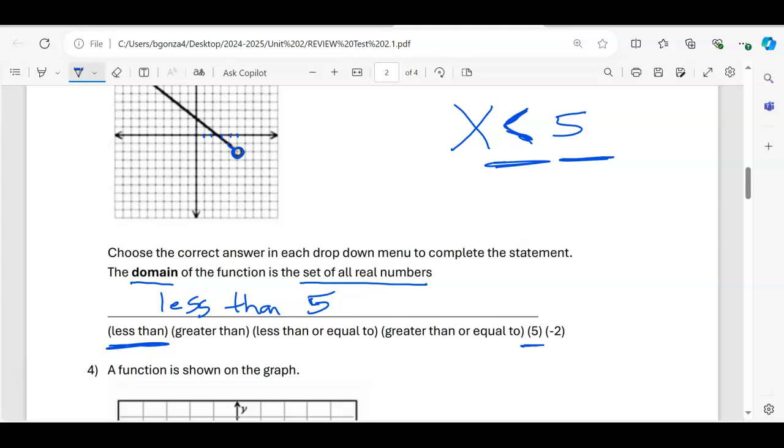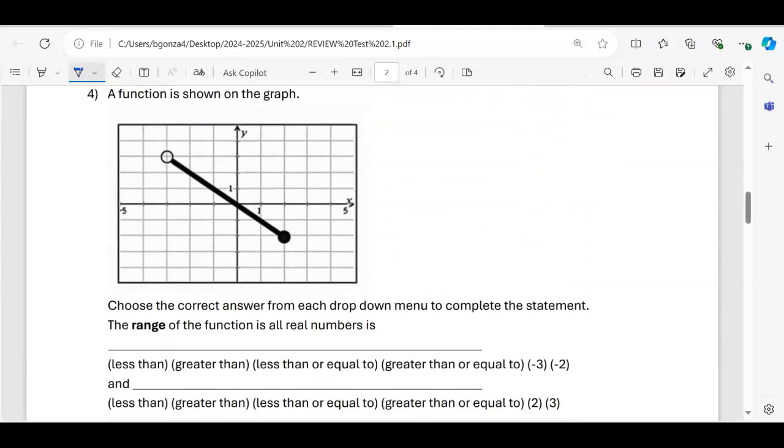Cool. Number 4, a function is shown on the graph. Choose the correct answer from each drop-down menu to complete the statement. So now we're talking about the range. Remember, is y from bottom to top. So on the bottom here is -2. On the top here is 3. So we have what? Negative 2. Always put less than, negative 2 up to 3.